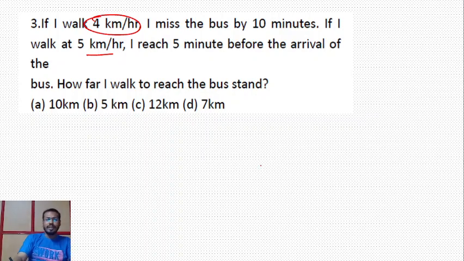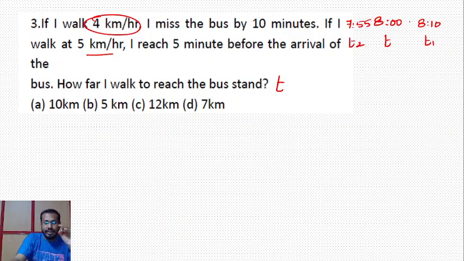So we need to know only one basic thing. The concept is, I want to reach the destination at the right time. Let's take for example, the 8 o'clock bus starts from the bus stand. So this is the right time. If I travel at 4 kilometer per hour, I reach the bus stand at 8:10, 10 minutes late. That is T1. If I travel at 5 kilometer per hour, I reach the bus stand 5 minutes early, that means 7:55. This is T2. So you don't need to reach the bus stand too early or too late. You need to reach there at the right time.